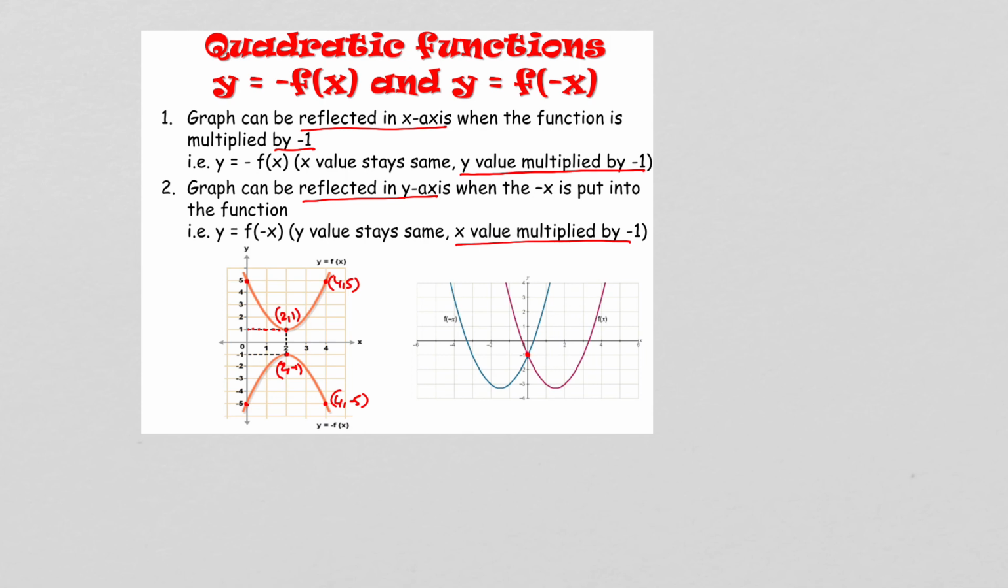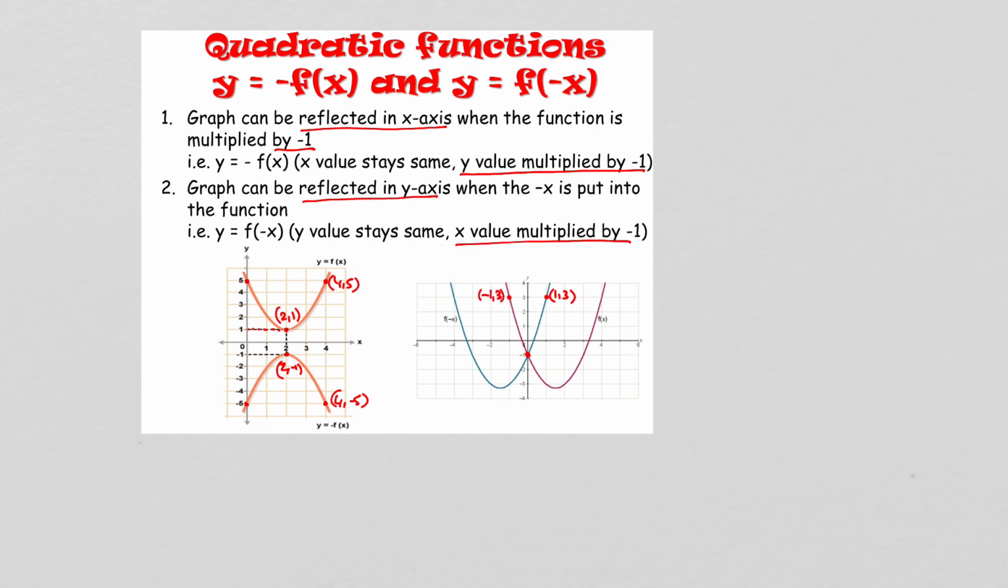Pick a couple of points. Obviously, this point here is going to be itself, because if it's reflected in the y-axis, I'm multiplying the x value by -1, which is 0, so that's not going to change. If I pick this point here, we have out to 1 and up to 3. Then the x is multiplied by -1, so that gives us out to -1 and up to 3.